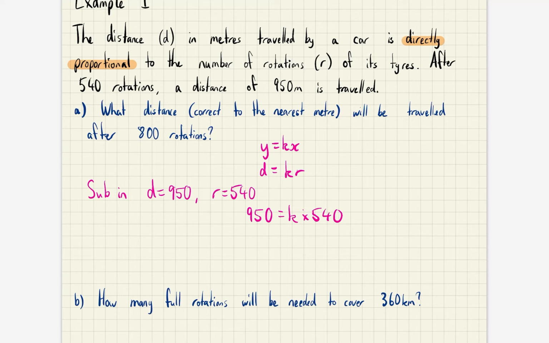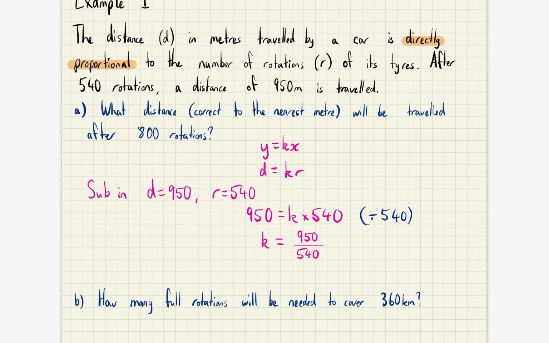Now I want to know what k is. So if I divide both sides by 540, I'll know what k is. Divide both sides by 540. You'll see I'm going to move k to the left-hand side, and then I'm just going to rewrite the left-hand side on the right, which was 950, but now I've divided it by 540.